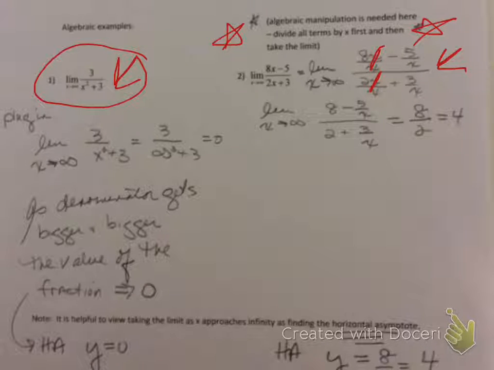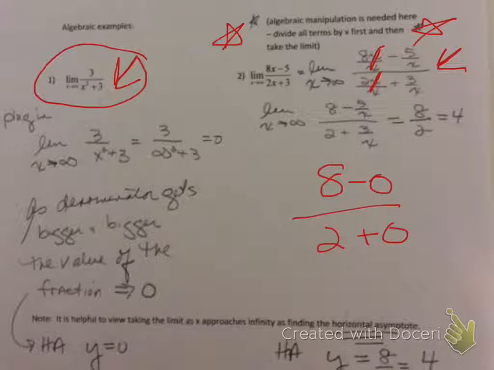In the limit, if you plug in infinity now in the fraction 5 over x, then you're going to basically have 8 minus 0, right? In the limit, as x gets bigger and bigger, that 5 over x will go to 0, and 2 plus 0, because 3 over x will also go to 0, and you're going to end up with 8 halves, or 4, being the limit.